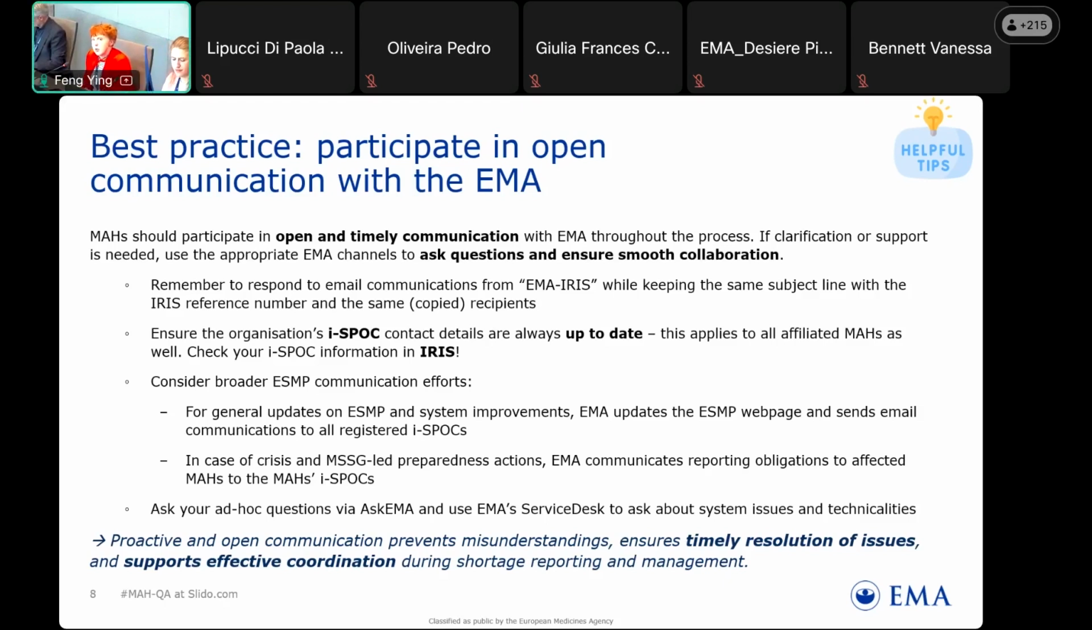In terms of broader ESMP communication efforts, do look at the ESMP webpage. We also send email communication to all registered ISPOCs. And of course, if there is a crisis or MSSG-led preparedness action, action from your side will be required should your products find themselves in the scope of reporting, you will get targeted communication for that. And we will be contacting the ISPOC, so please, again, do keep that information updated.